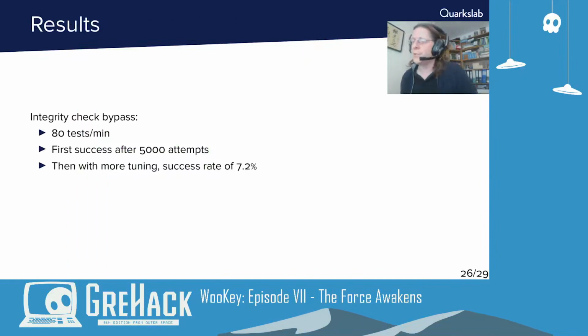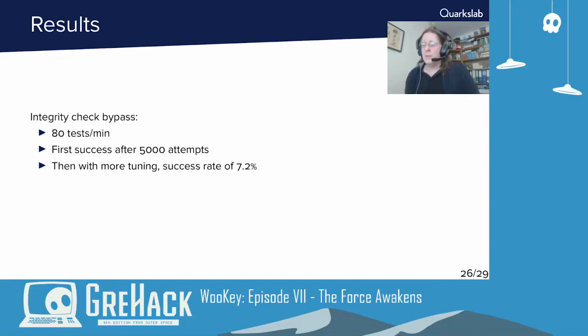So after the characterization, to find a good spot and good voltage parameters, we move to the target. Here, the loader of the WooKey that checks the integrity of the firmware before launching it. And here are some results we got on the loader. We got a first integrity bypass after about 5,000 attempts. And after some fine-tuning, we got a success rate of about once every 14 attempts. Maybe it's possible to get better, but it needs time to explore all the parameters of an EM fault injection.